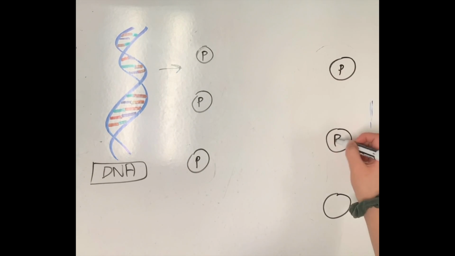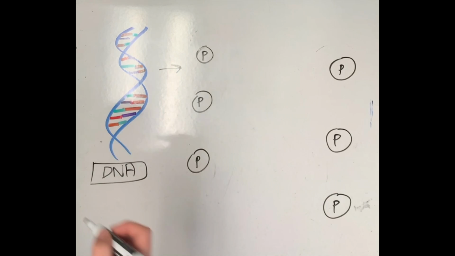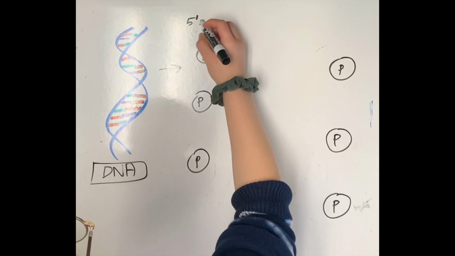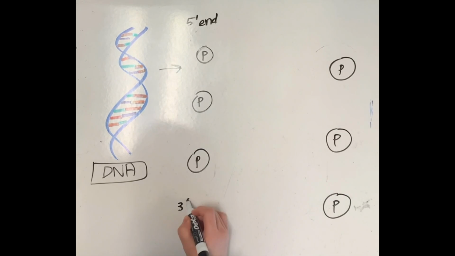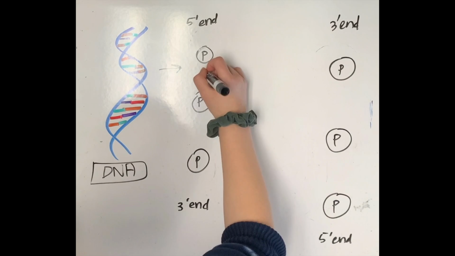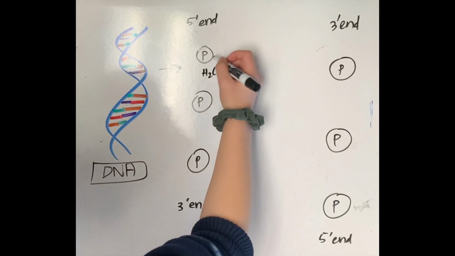DNA is made up of nucleotides. Each nucleotide contains a phosphate group and deoxyribose, in addition to a nitrogenous base. In this drawing, the phosphate groups are represented by circles labeled with the letter P.